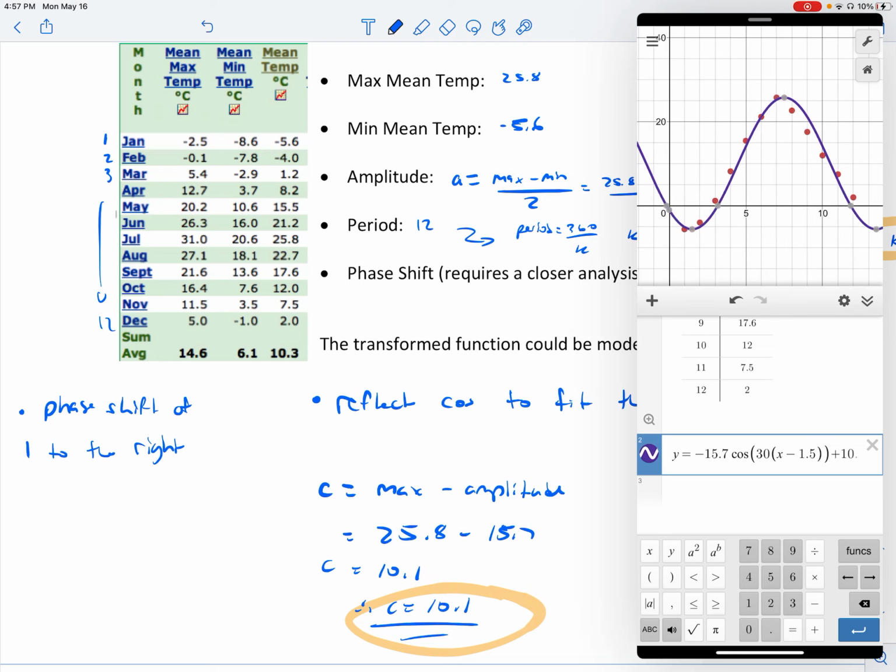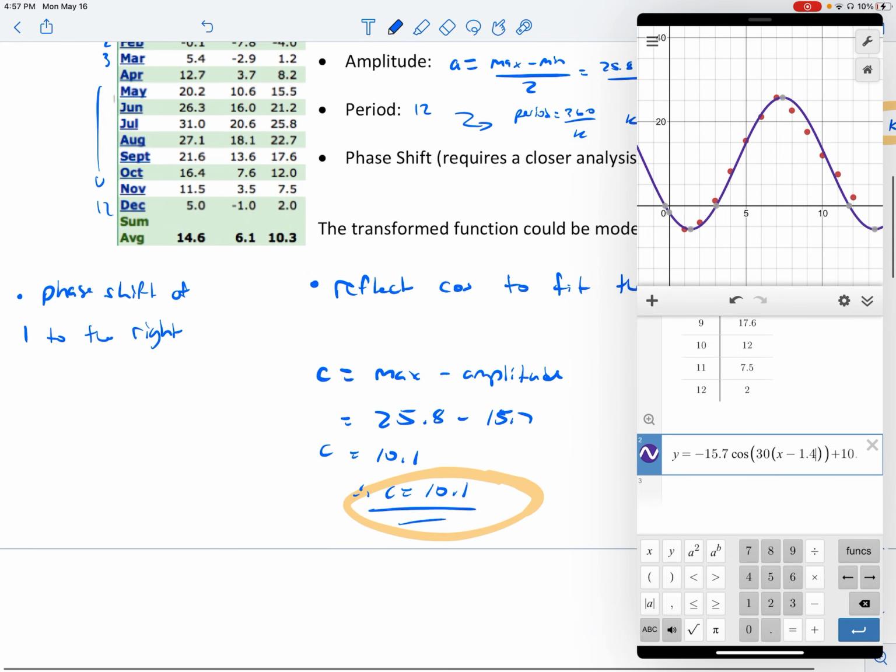Okay, maybe that was too much. So you could do some fine adjustments until you think you got something that fits pretty good. Okay. So once you have that, you can just copy out your equation. Okay, so I ended up using 1.4 for D for that.